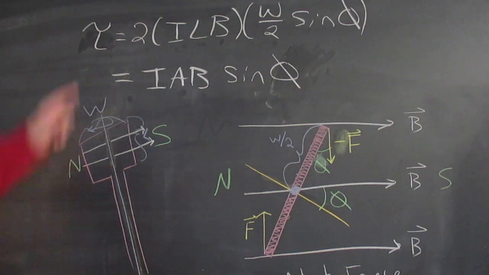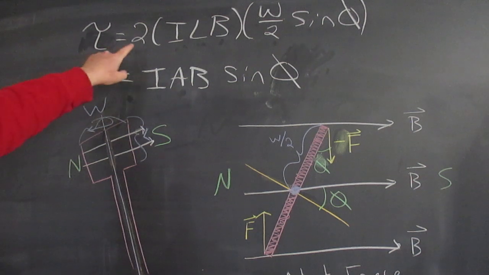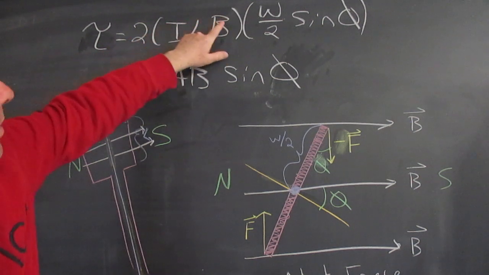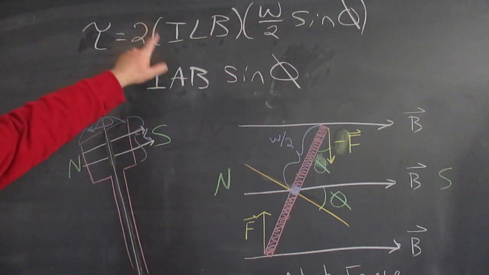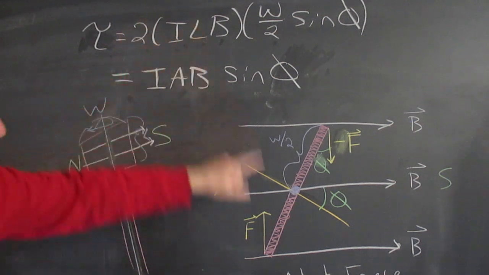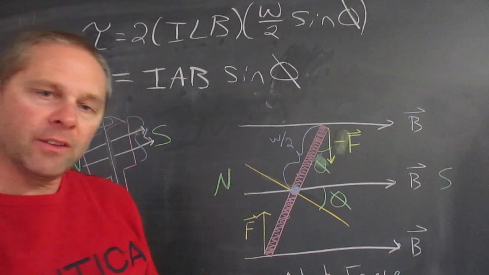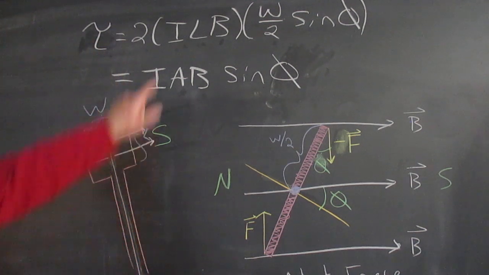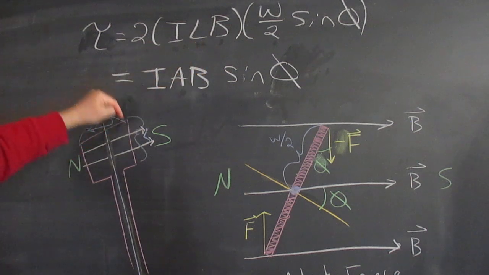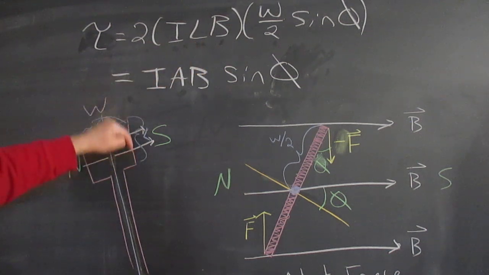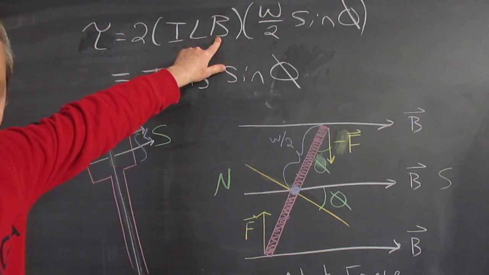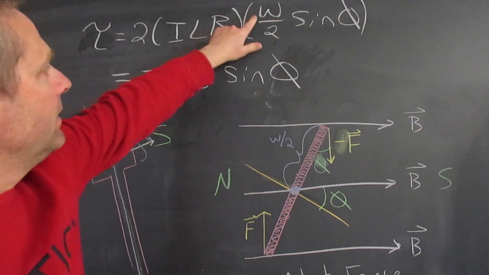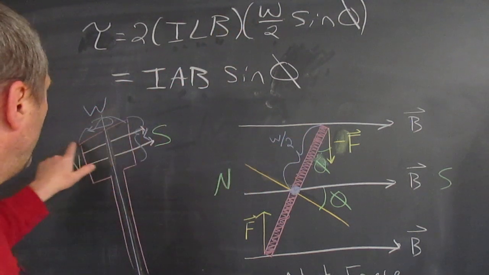So let's talk a little bit about the equation that we've come up with. The equation is that tau is equal to twice, this becomes your force, and then your distance. Now, we have two of these simply because we have a force going up and a force going down, and they're going to be working together. I is going to be the current, L is the length, or in essence the height of one side of the loop. B is going to be the magnitude of the magnetic field. W is going to be the width of the loop.